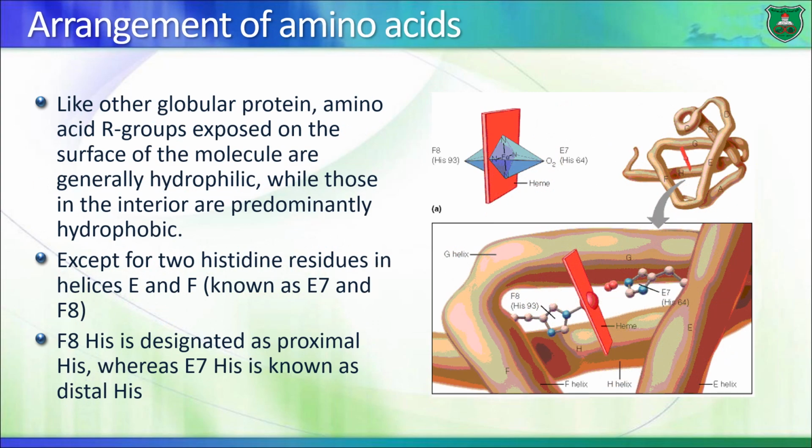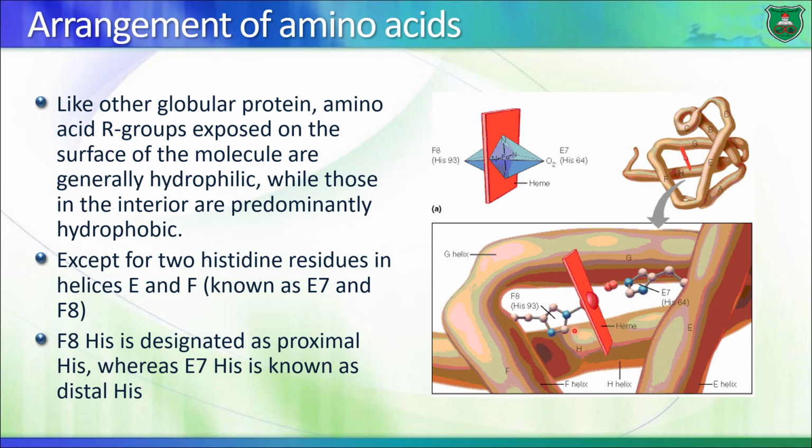Now, just like any other globular protein, you have on the surface of the protein the mainly polar and charged amino acids. Right in the center of the molecule you have the hydrophobic amino acids. But there are 2 exceptions, and these are histidine residues. They are hydrophilic, but they exist in the center, in the core of the molecule.